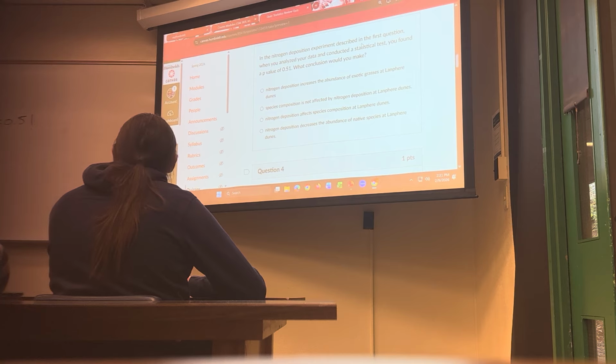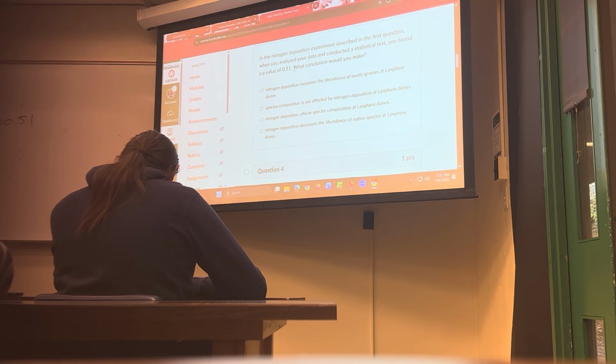All right. So, look at the error bars, they don't really overlap. So, maybe there's a difference. Well, what does that p-value tell us? Species composition is not affected by nitrogen deposition. Yeah, that's correct. That's what everybody said there, right? Species composition is not affected by nitrogen deposition at the dunes.